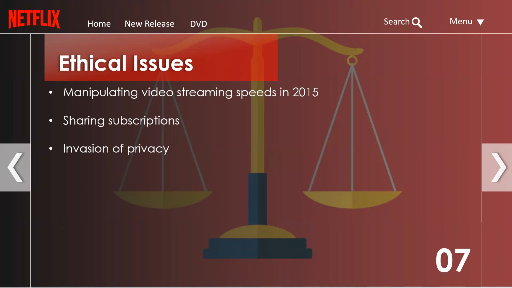Another example is when Netflix violated the privacy of 5 million individuals from South Korea.